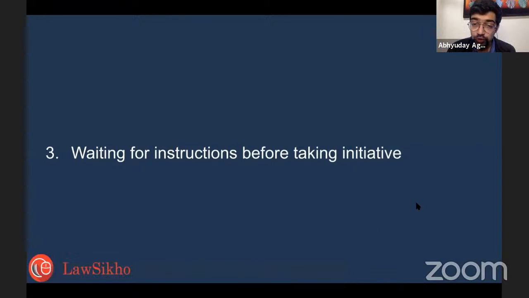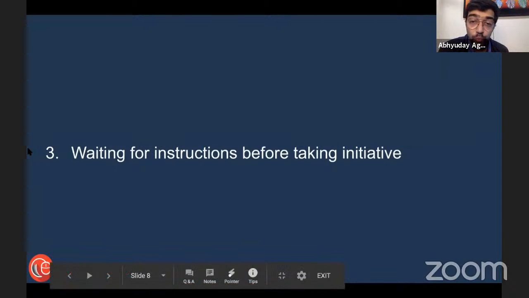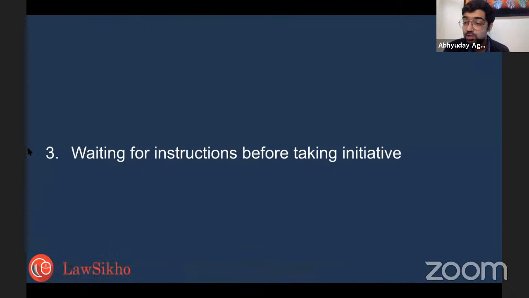Prasanna, any sources to name? Sources to name for what? Prasanna, stay here. No, we have a lot of time. Tomorrow also there's a 3-hour session. You register for it. We'll discuss how you can learn and what you can focus on. Right now, what are we focusing on? We're focusing on the mistakes and pitfalls to avoid. Okay, so let's go. Waiting for instructions before taking initiative.